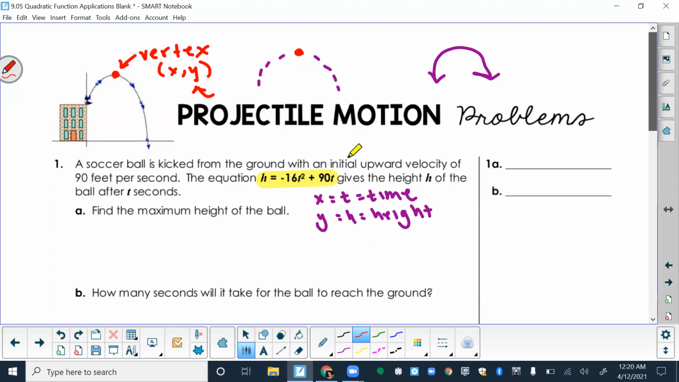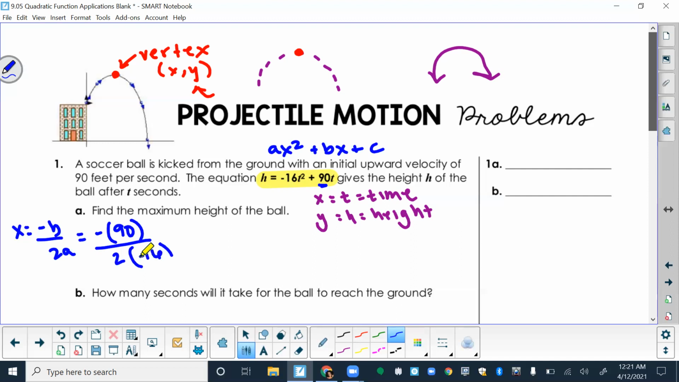And you can do this a number of ways. What I find works good for these is using that axis of symmetry equation. So here it is, x equals negative b over 2a. Remember that standard form of quadratic functions is this. So if I plug this into this equation, my b value is 90, right? It's in the b position. And then my a value is negative 16. By finding the x value, I can then find the y value.